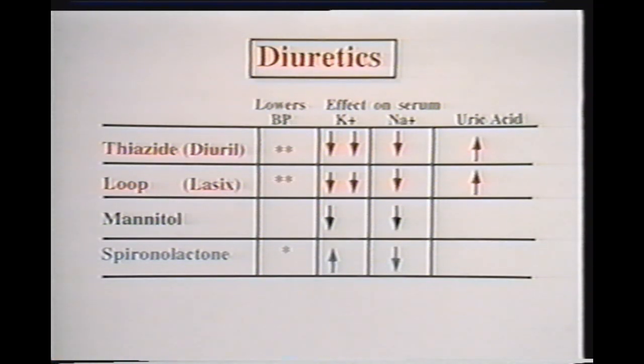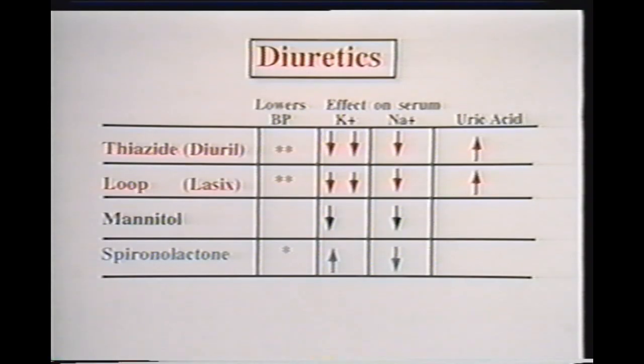Now, there are some side effects in common that we need to think about. All diuretics can cause orthostatic hypotension. So teach patients to change positions slowly. You need to monitor urinary output and weights in patients taking diuretics to see if they're effective. And you need to monitor serum electrolytes because they all have the potential to affect electrolytes.